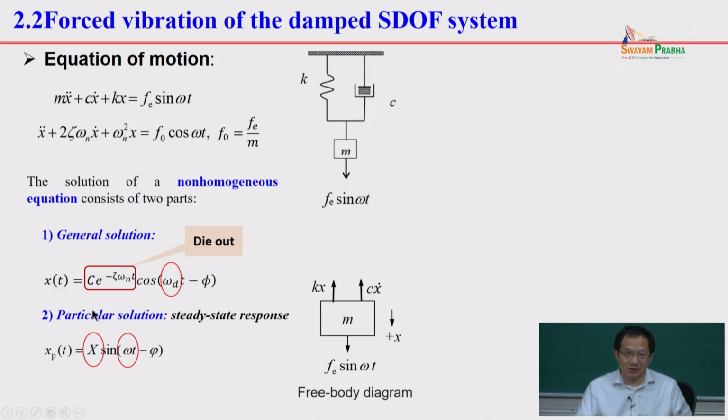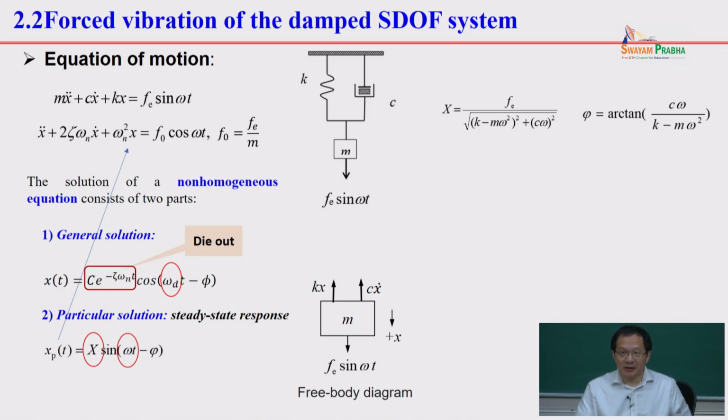The general solution is determined by the initial condition. Eventually, it will die out, right? Because of this term. And the particular solution will not die out. The particular solution has two terms, amplitude and frequency. For the general solution, the frequency is the damped natural frequency, and for the particular solution, the frequency is the excitation frequency. They are different.